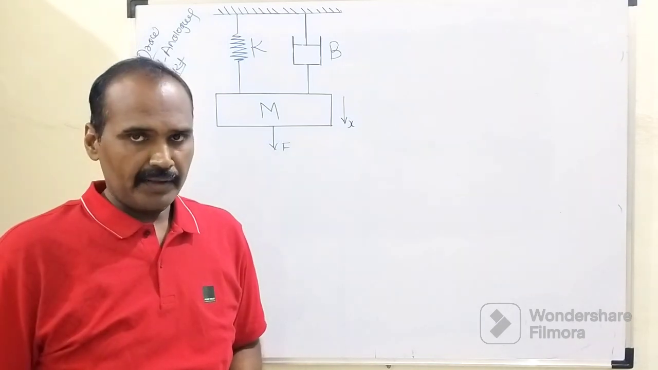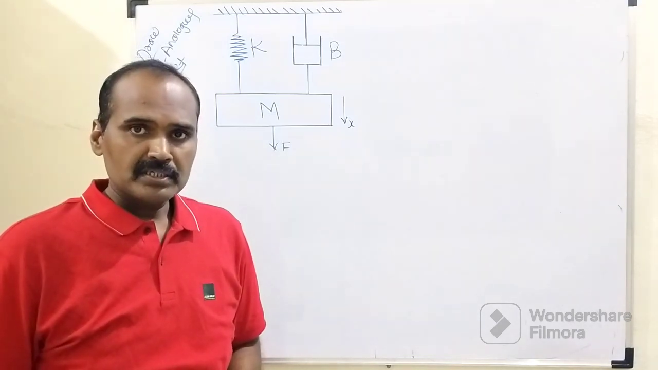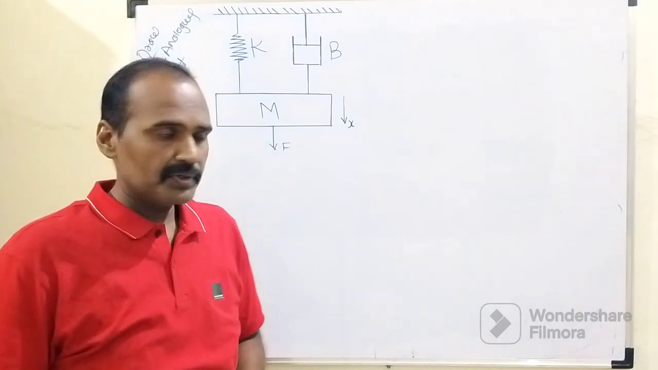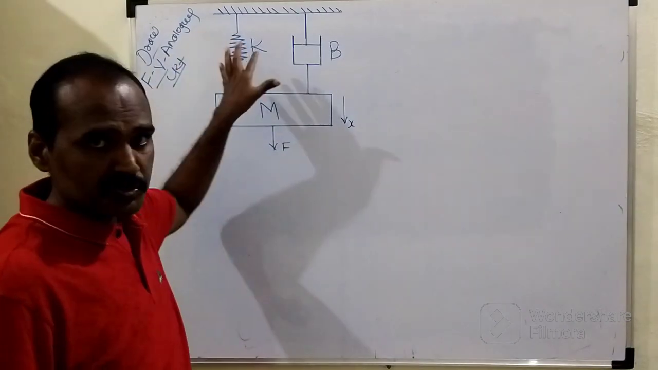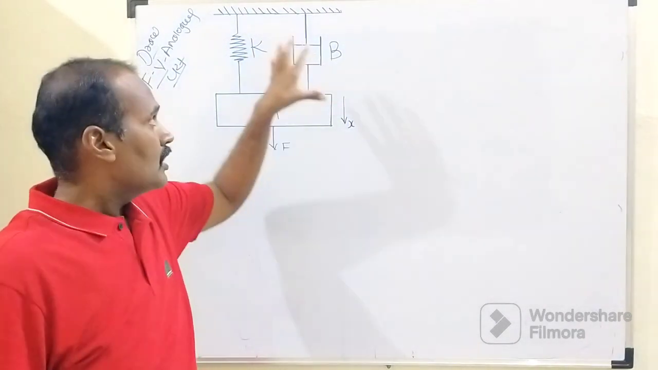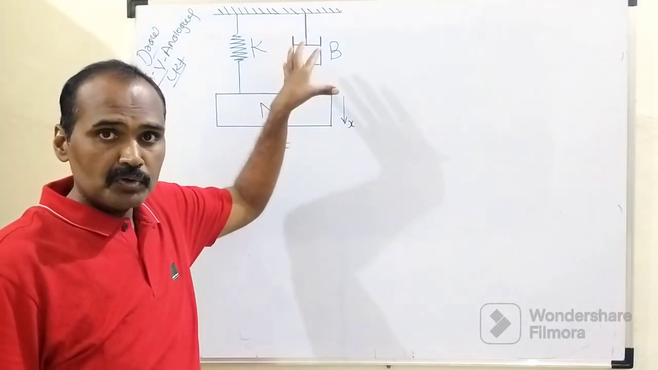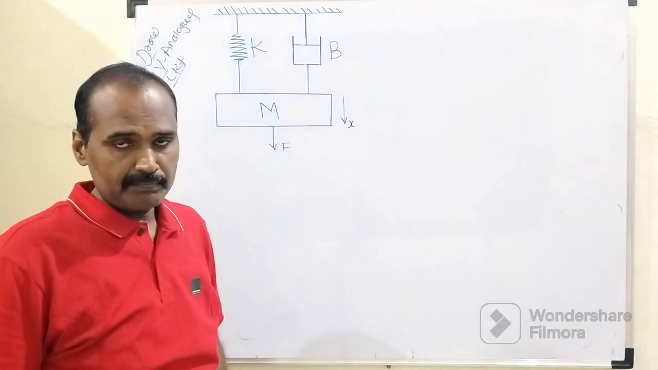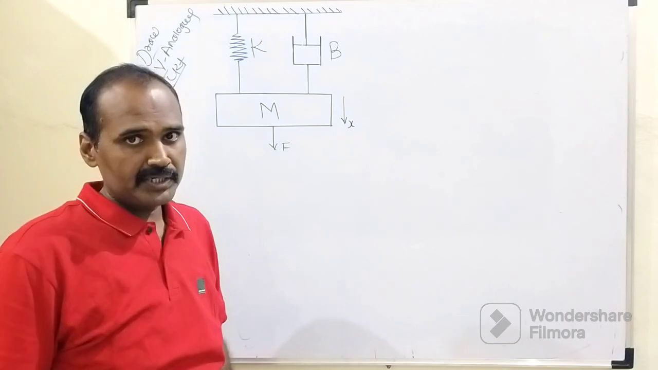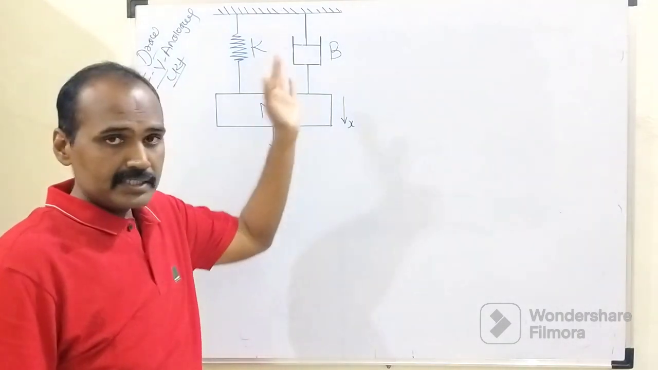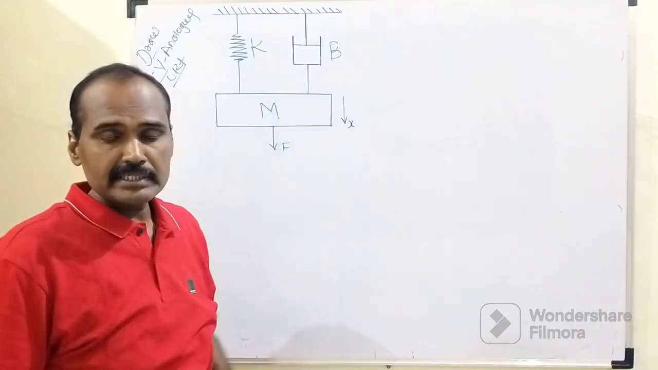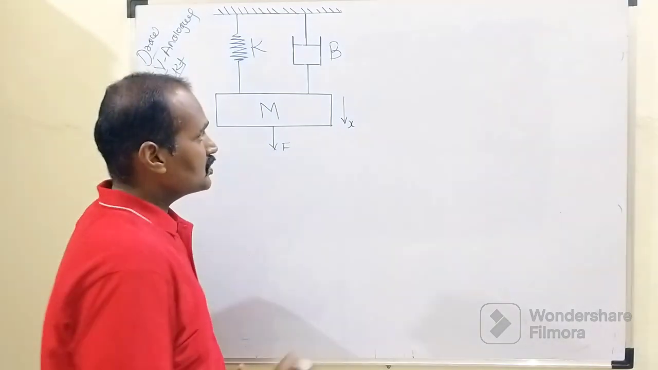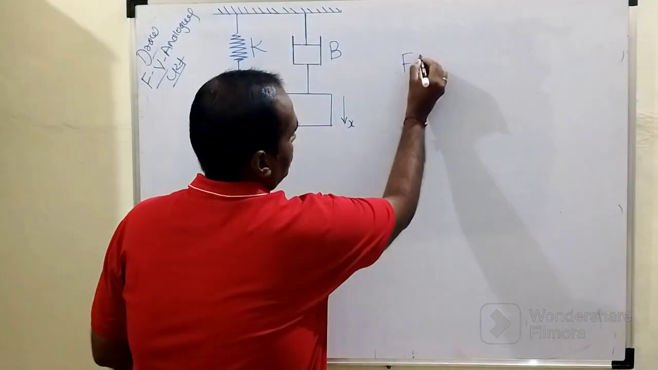Control System Engineering. Friends, today's objective for this session is to draw the force voltage analogous circuit of this given mechanical system. We need to convert this mechanical system into its electrical equivalent system by means of force voltage analogy.